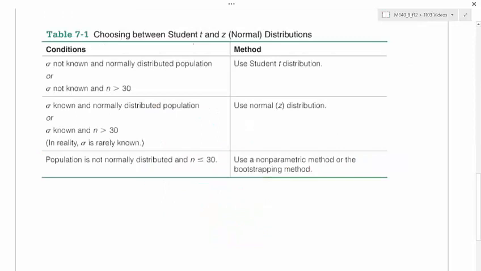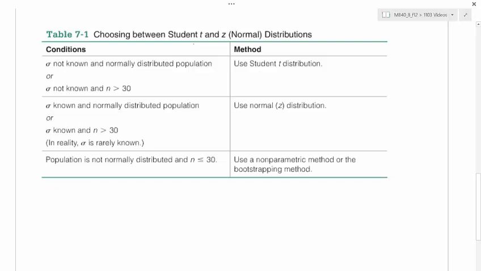Now we're going to talk about whether or not you should use the student t-distribution or the normal distribution. So how do you know whether you should be using t sub alpha over 2 or z sub alpha over 2? So here is a list of the conditions. If your population standard deviation is not known, and you have data that's from a normal distribution, or if your population standard deviation is not known and n is greater than 30, then you would use the student t-distribution. So basically, anytime your population standard deviation is not known, then you would use t.